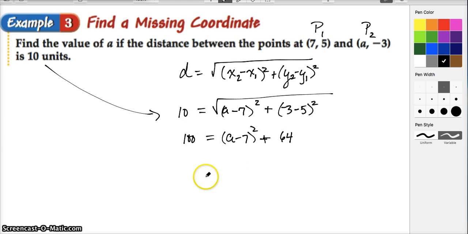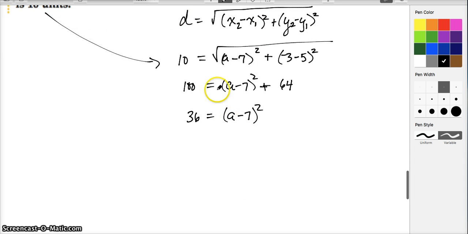So what I'll do is I'll subtract 64 from both sides to isolate this business here. And when I do that, I get 36 is equal to a minus 7 quantity squared. Now what? What do we do here? How do we solve this? Well, a couple ways we can do this. We could FOIL this out and see if we can factor and do some fancy things.